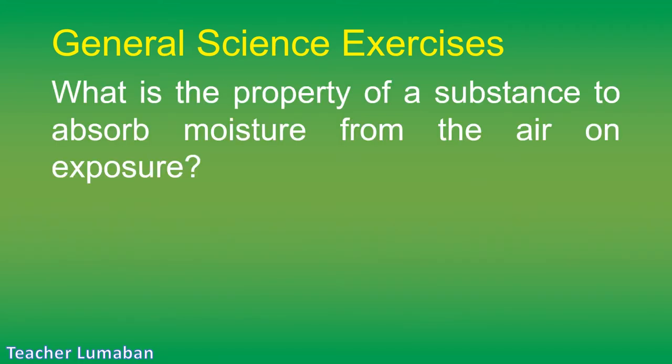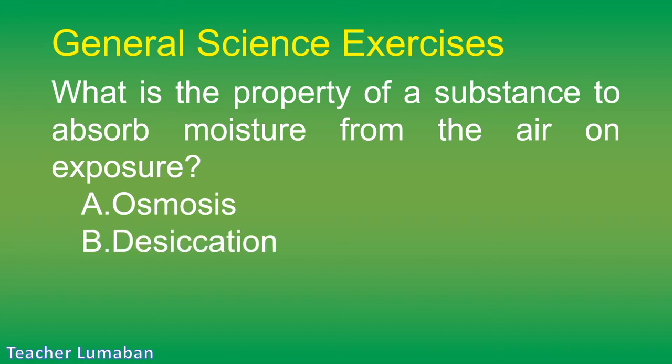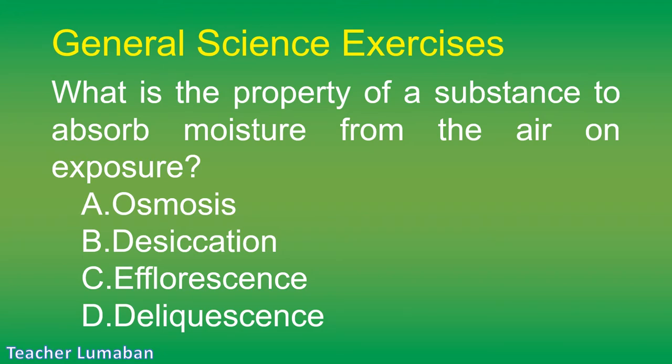What is the property of a substance to absorb moisture from the air on exposure? Letter A, osmosis. Letter B, desiccation. Letter C, efflorescence. Letter D, deliquescence. Choose the suitable answer to the following choices in 5 seconds.